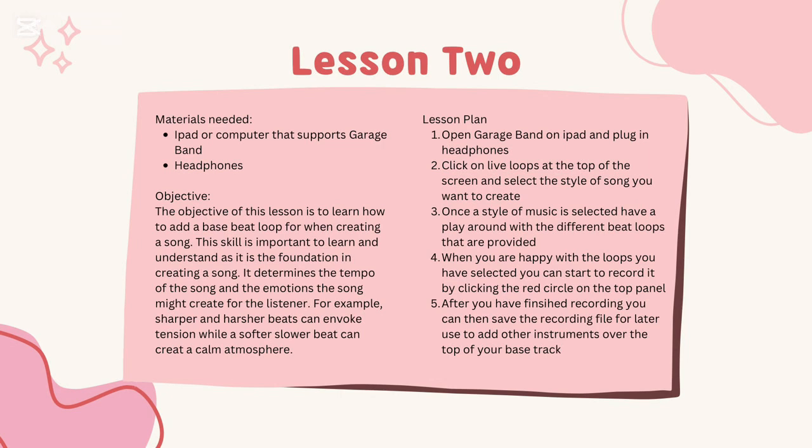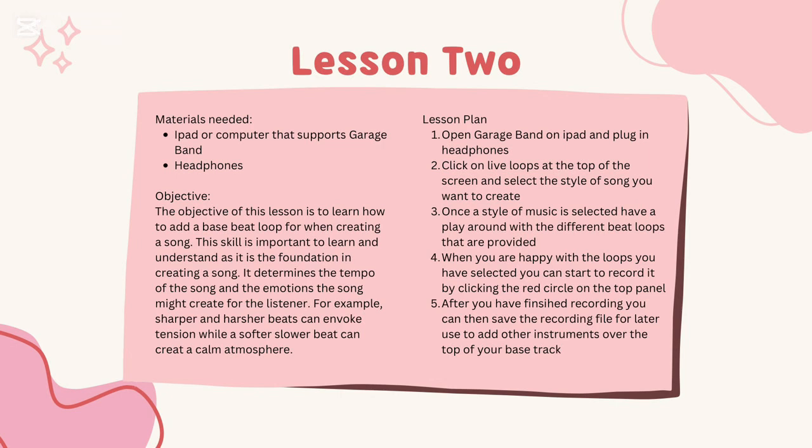Materials needed are an iPad or computer that supports GarageBand and headphones. The lesson plan. Open GarageBand on an iPad and plug in headphones. Click on Live Loop at the top of the screen and select the style of song you want to create. Once a style of music is selected, have a play around with the beat loops that are provided.